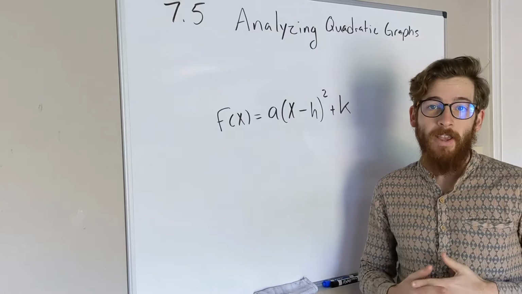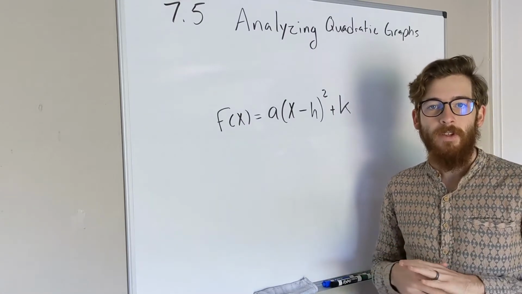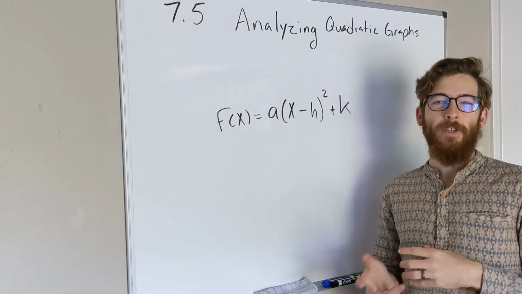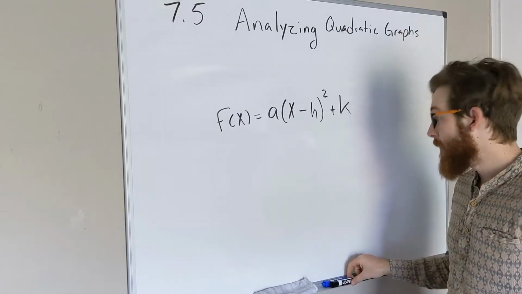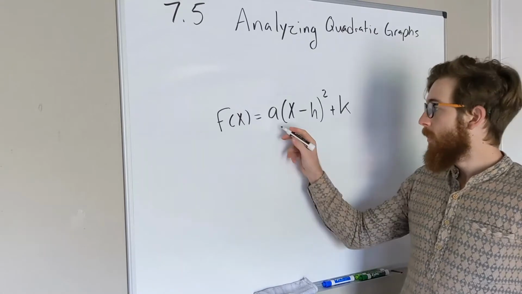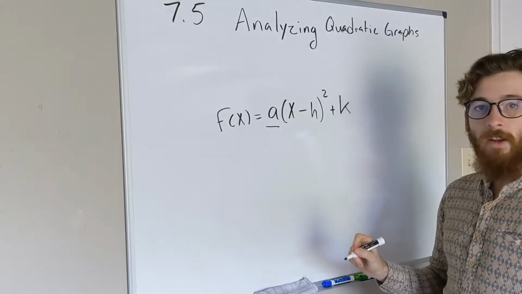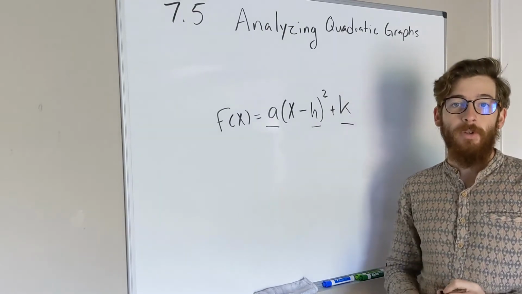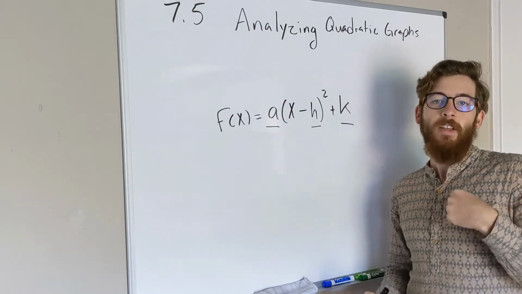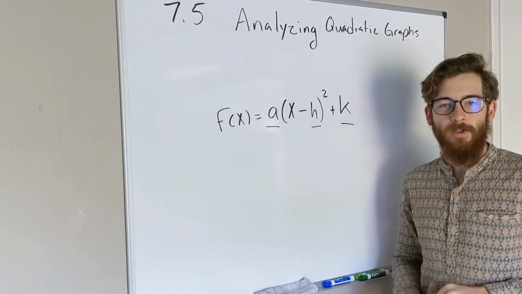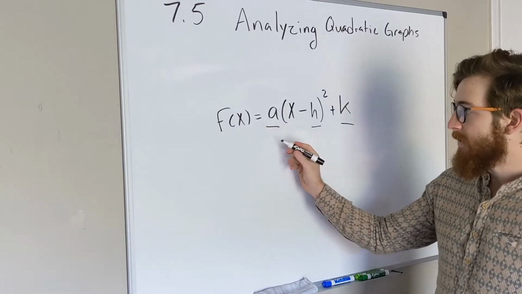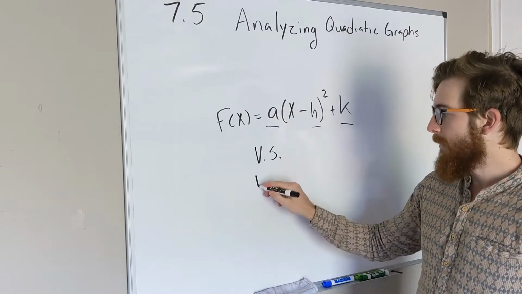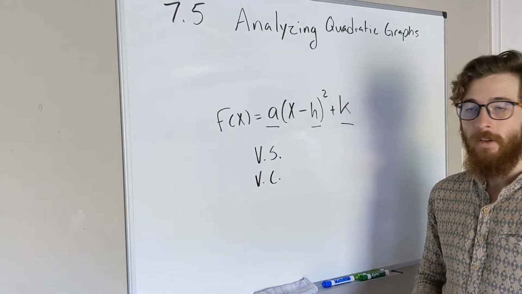7.5 is all about analyzing quadratic graphs. Now, before we can analyze the graphs, I want to look at different transformations of these functions. So, I want to understand what a, h, and k do to any function. Now, as I've said, I think it was a video in chapter 6, a is going to be a vertical stretch or a vertical compression.